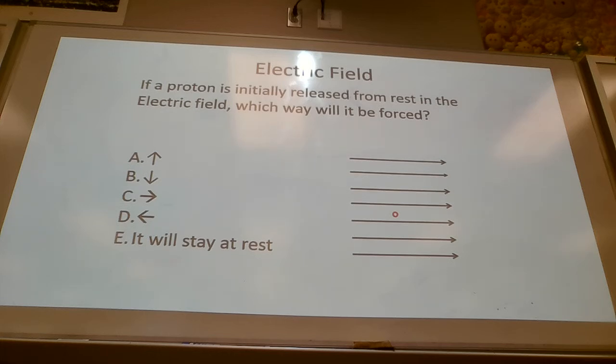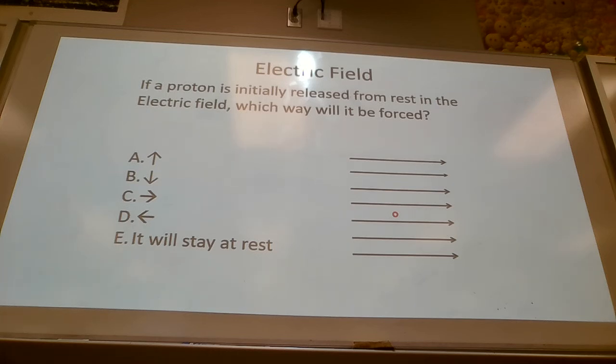Neighbor? Oh, that's a trick question. Correct answer is? Correct answer is C. A positive charge is going to be forced in the same direction as the electric field.